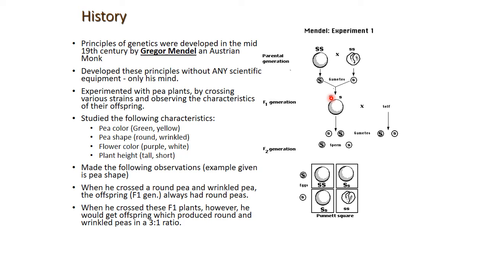Like, for example, with plant height, it was either they were tall or they were short. You would expect a middle height, but that's not what happened. He saw that they were all tall, and in this case, all round. And then when he allowed this one to self-breed, meaning it fertilized itself, he saw that 3 of them came out to be round, but 1 of them came out to be wrinkled. So we saw a 3-to-1 ratio.